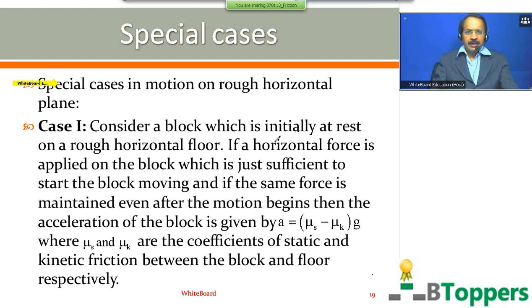Consider a block which is initially at rest on a rough horizontal floor. If a horizontal force is applied on the block, which is just sufficient to start the block moving, and if the same force is maintained even after the motion begins, then the acceleration of the block is given by A equal to (mu s minus mu k) into g, where mu s and mu k are the coefficients of static and kinetic friction between the block and the floor respectively.